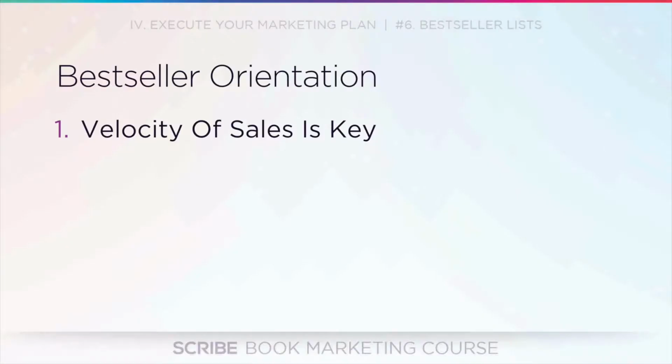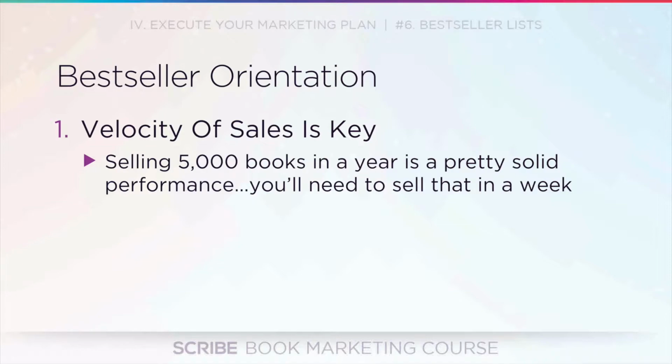So before I tell you how, I'm going to explain the orientation of bestseller lists and the frame that you need to look at them through. There are two key things you have to keep in mind for hitting any bestseller list. The first one is velocity of sales. So basically, velocity of sales in this case is defined as the amount of book sales within a specific time period.